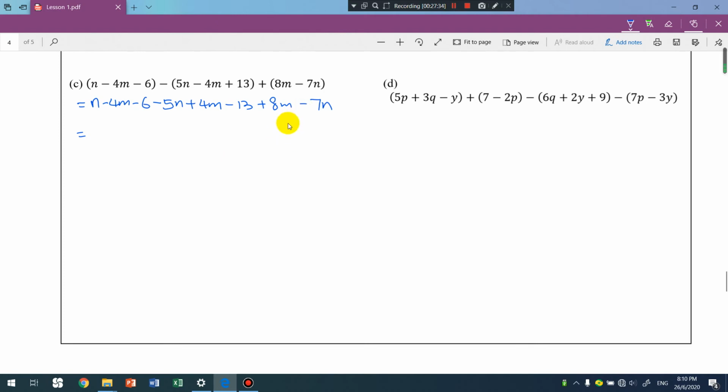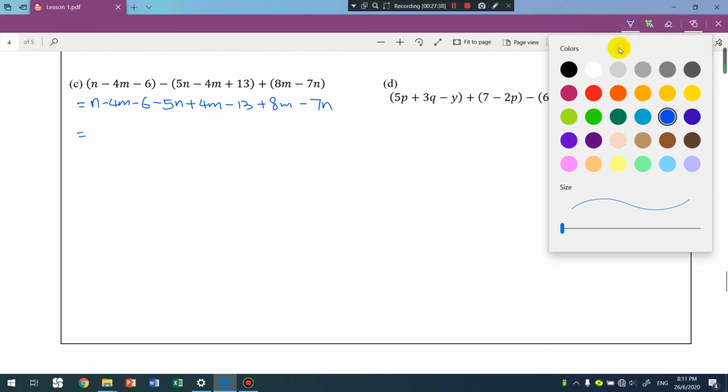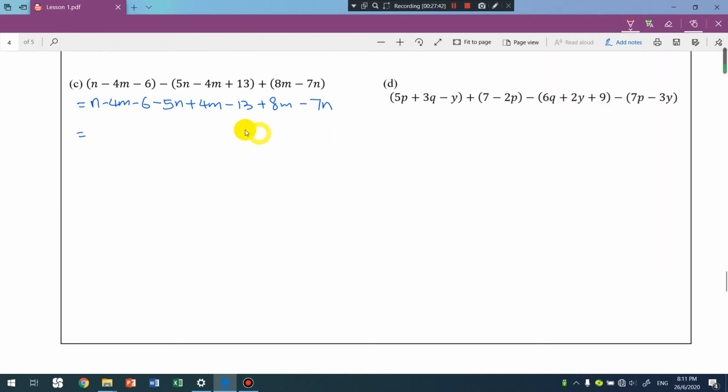So at the beginning, if you're still not really clear about this, it's better we do a few more steps to avoid some careless mistakes. Okay, let me circle the n terms together first. But in the exam, you don't have to circle like this. So now group them together. n minus 5n minus 7n. Okay, so now we go to m.